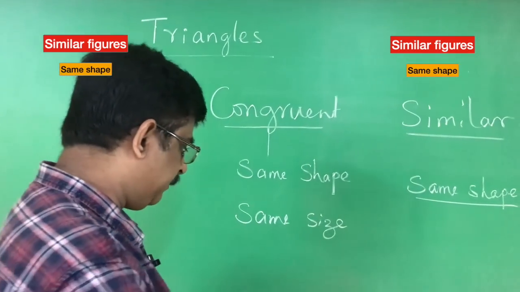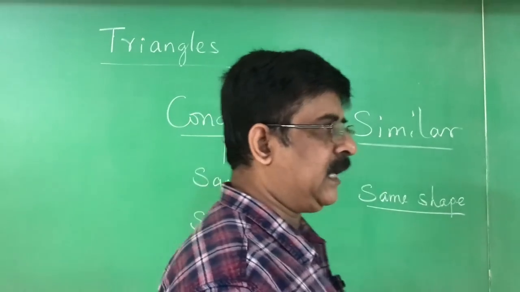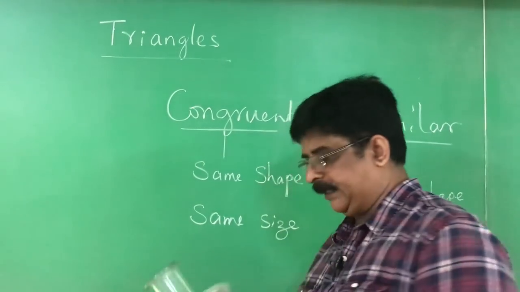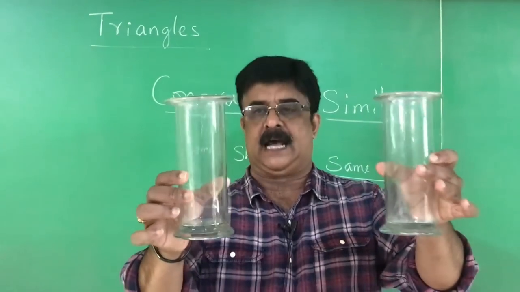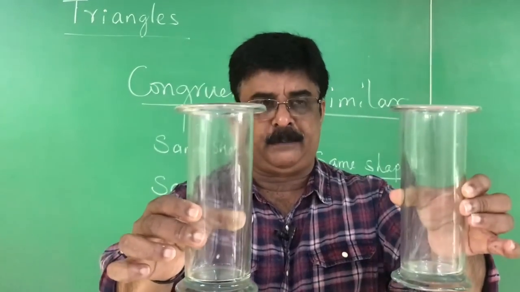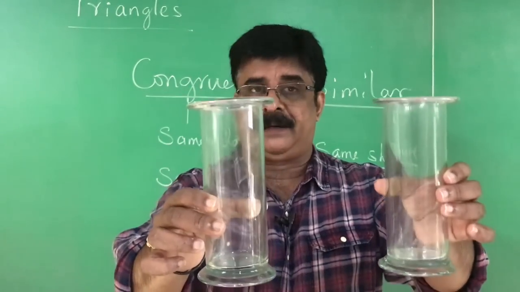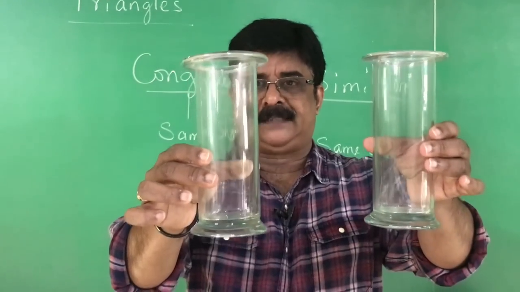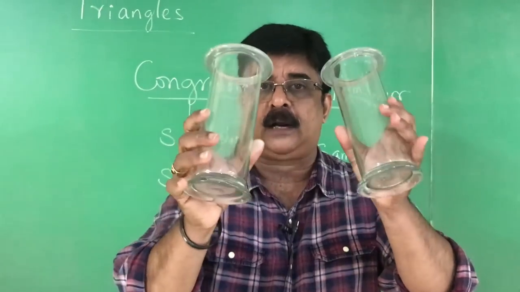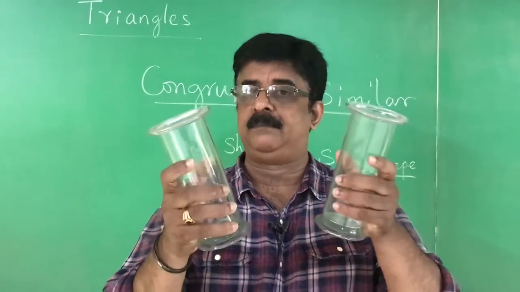Now I will show some things. You have to understand which are the congruent figures, and which are the similar figures. For example, I show these 2 gas collecting jars. Are they congruent geometrical solids, or similar geometrical solids? Since they have same shape and same size, they are congruent. Why are they congruent? Because they have same shape and same size.